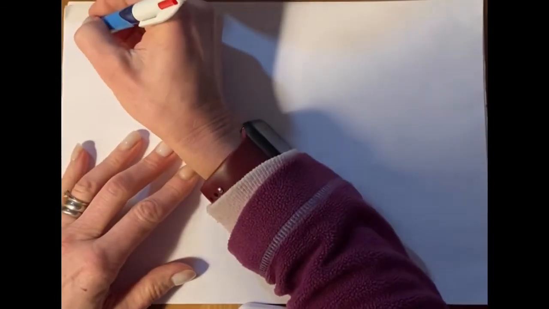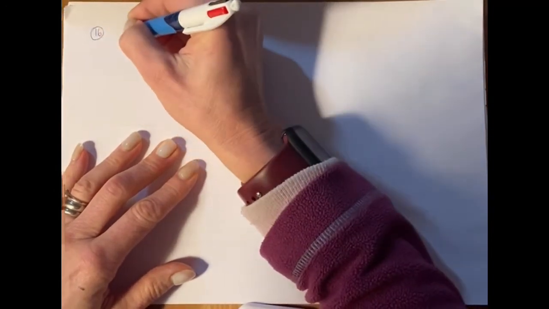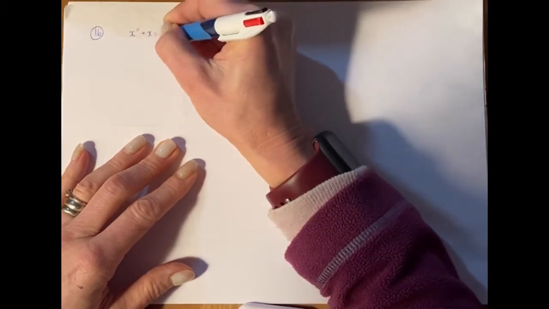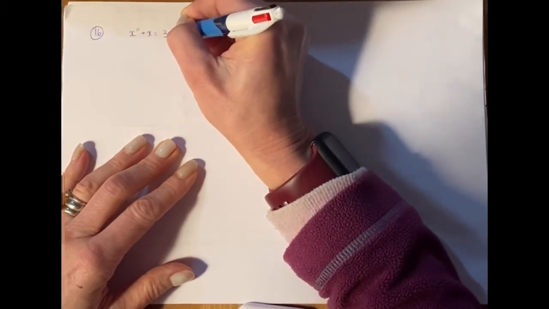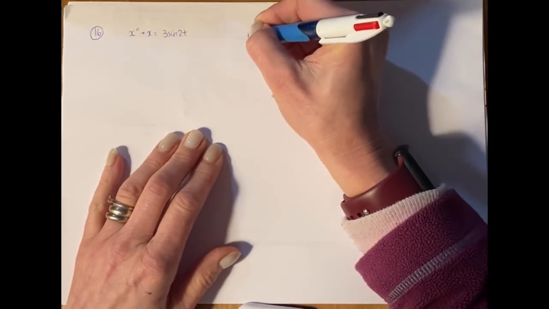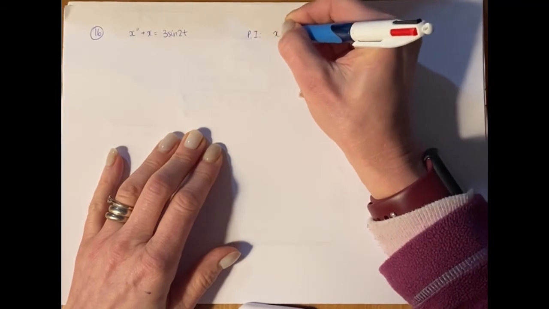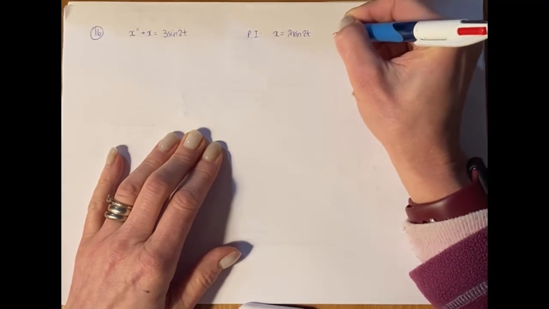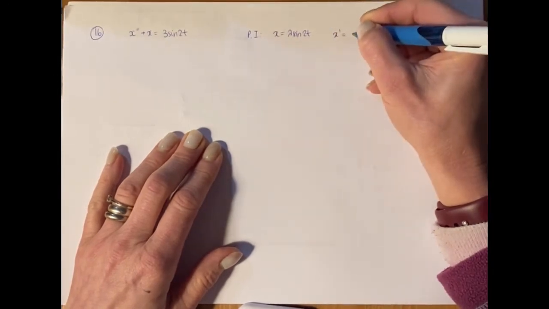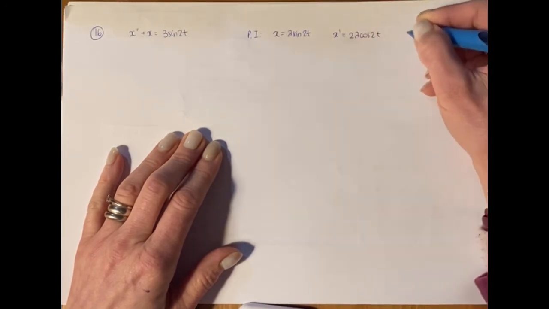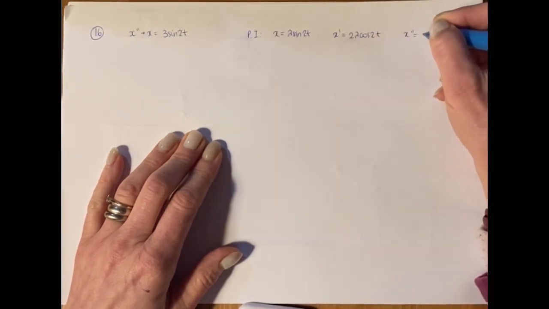Okay, so example 16, we have x double dash plus x is equal to 3 sine 2t. And we are told that a particular integral has the following form. So they are already giving you the particular integral. If that happens, this is normally for a reason, to make it a little bit easier for you, so you don't search for the particular integral. It makes your life a lot easier.